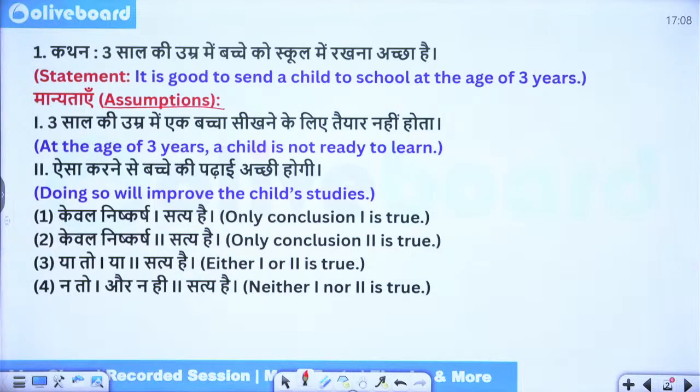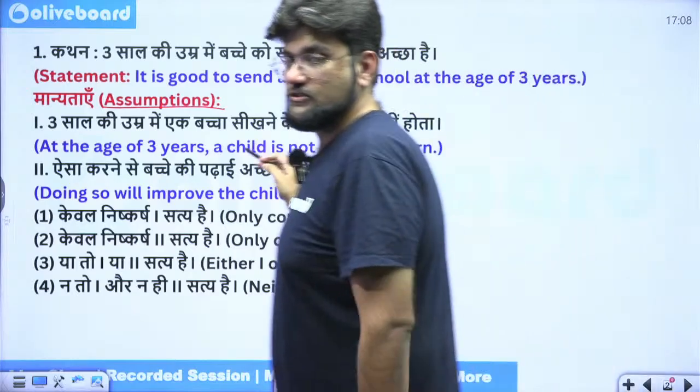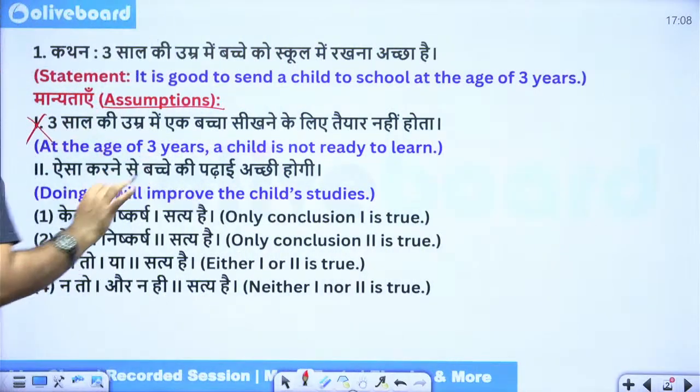At the age of 3 years, the child is not ready to learn. Of course, this is contradicting your statement. This is against your statement. So this assumption can never be right.